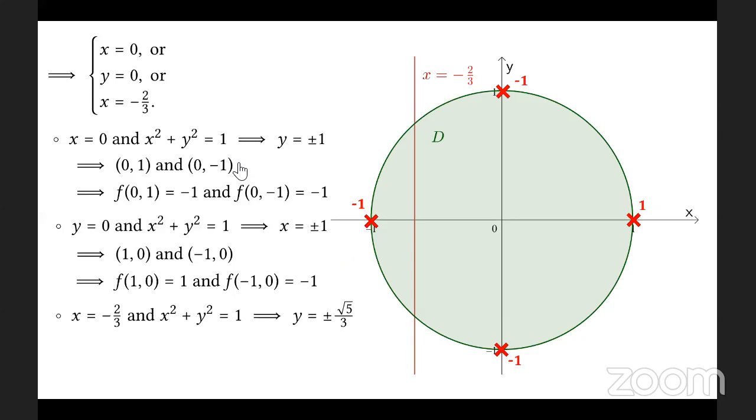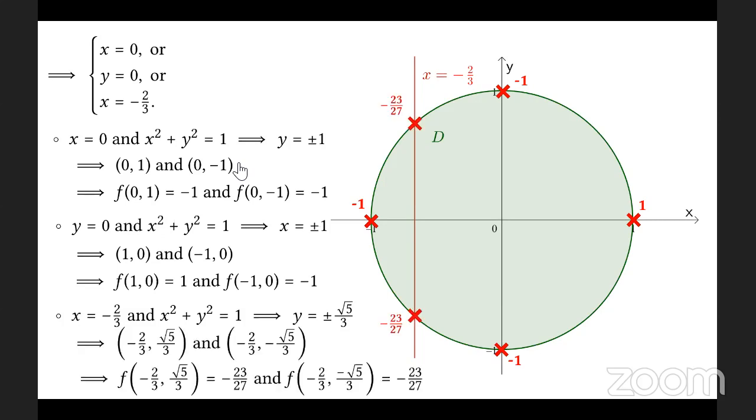Last one is x equals negative 2/3. And I'm showing you the line here to emphasize the point geometrically, but you can also do it algebraically. If you plug x equals negative 2/3 into this equation, you get y equals plus or minus the square root of 5/3. And we note the value of the function.